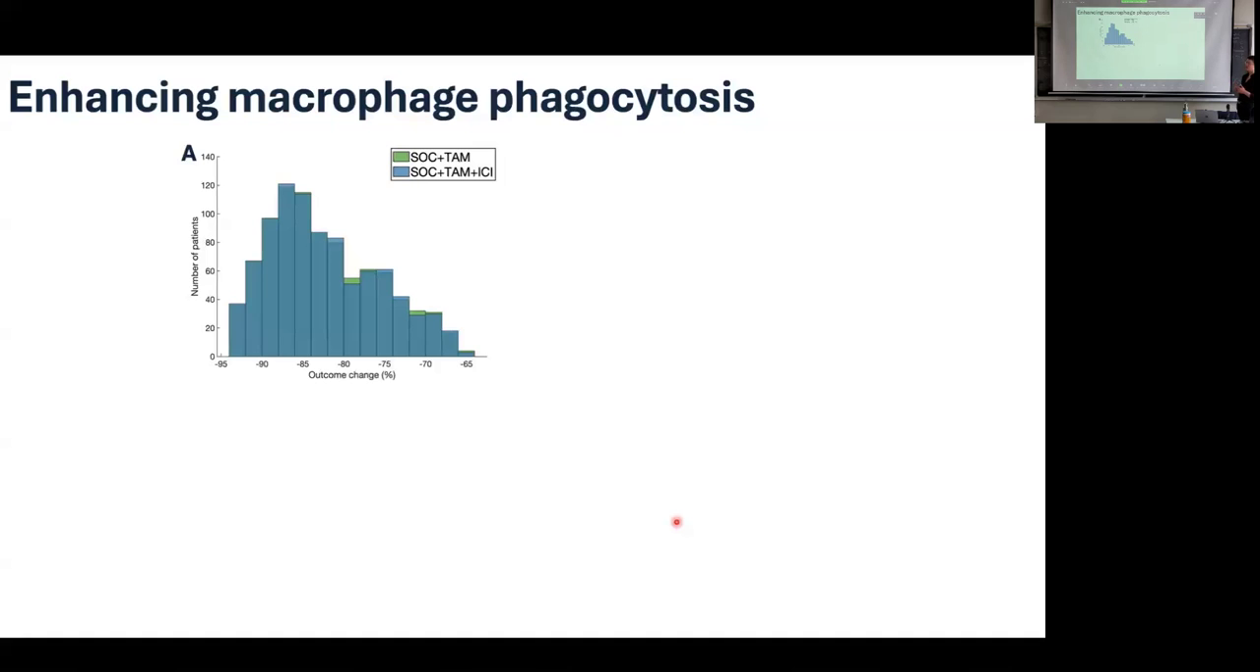So turns out that if you can make macrophages kill more cells, you're going to do great. Well, we're predicting that you're going to do much better. And actually, you might not need an immune checkpoint inhibitor. You get outcome changes of about 95% better.